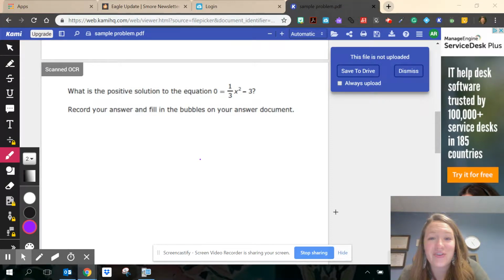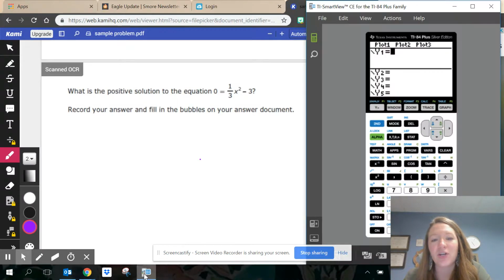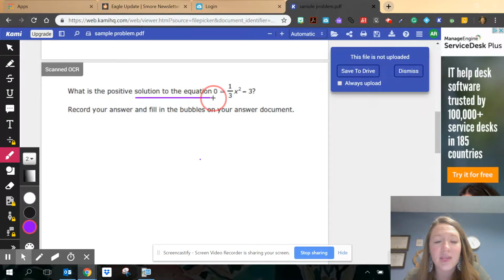Hey guys, I want to review some questions with you on how we can solve quadratic equations to find solutions. There could be times where you're asked to find a solution to an equation. And when I'm dealing with a quadratic, and I know this is a quadratic because I see this x squared here, your calculator can help you find the solutions. So I want to show you how to use your calculator to help you here.